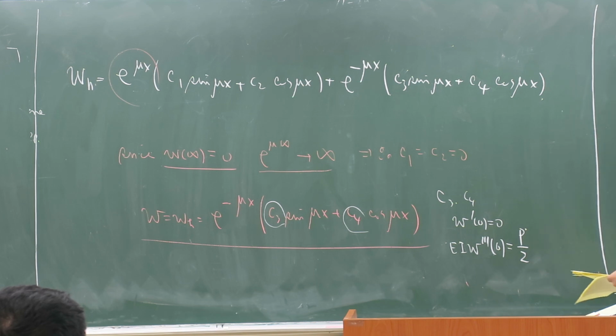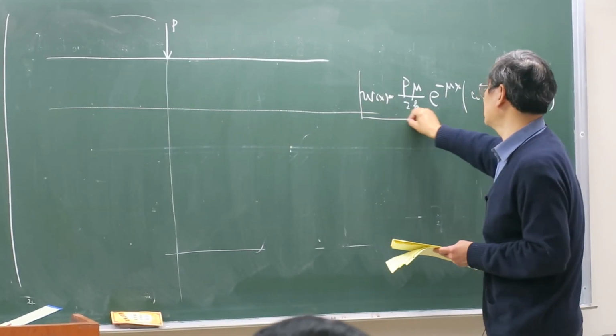I got a solution for this one, the infinite beam with a P loading. Then my W(x) is equal to P mu over 2k, exponential minus mu x, (cosine mu x plus sine mu x). Okay, so this is my solution.